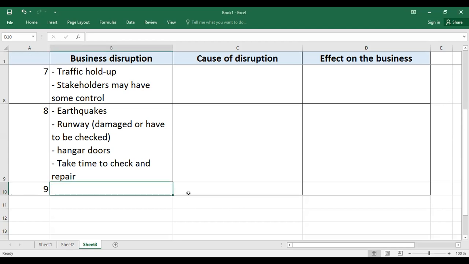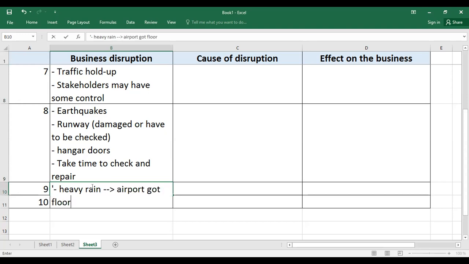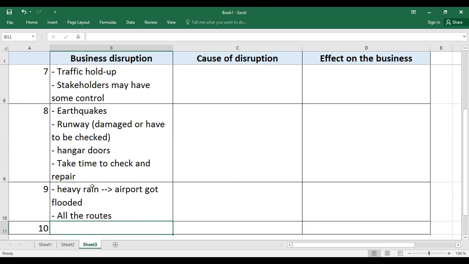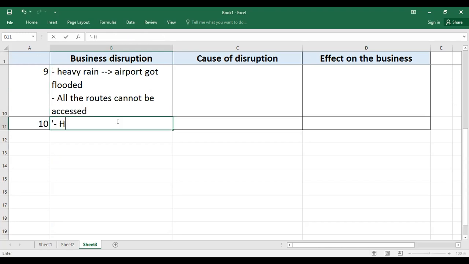There was an odd situation in Ho Chi Minh City last time when we had heavy rain in such a short period of time, around 1 hour, and the airport got flooded, and also all the routes to the airport. And another one, we have a situation in Hanoi, Noi Bai Airport, where we have one bridge connecting from Hanoi to the airport, and the bridge got traffic jammed because of some accident on the bridge, and that is almost the only way to the airport to check in. So I think both cases can be examples.